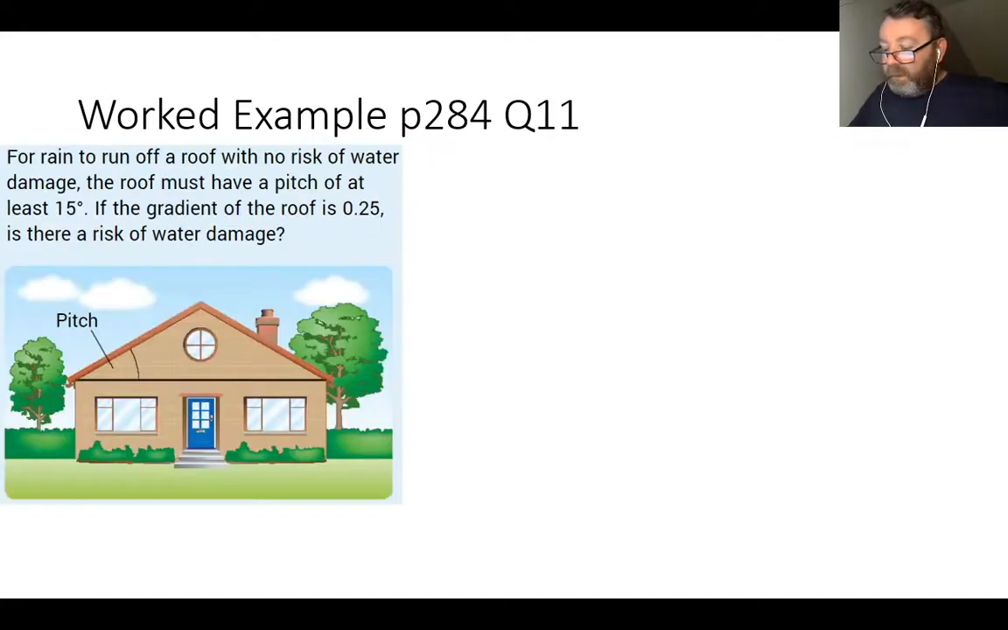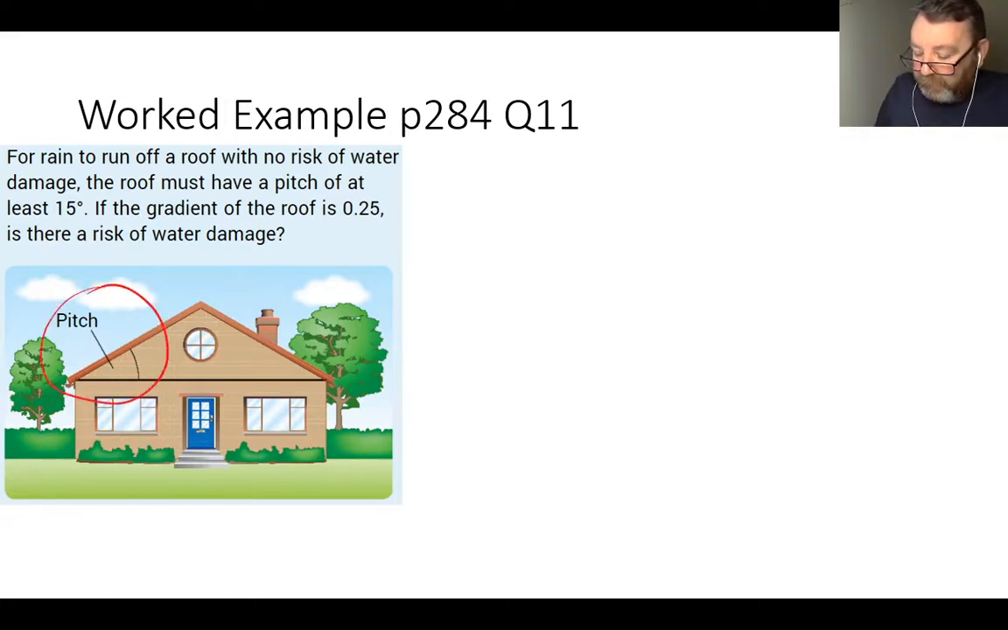Okay. Last one. For rain to run off a roof with no risk of water damage, the roof must have a pitch that is at least 15 degrees. If the gradient, now gradient means slope, okay? If the gradient of the roof is 0.25, is there a risk of water damage? For rain to run off a roof with no risk of water damage, the roof must have a pitch of at least 15 degrees. Okay, 15 degrees where? 15 degrees here. Now look at the diagram.